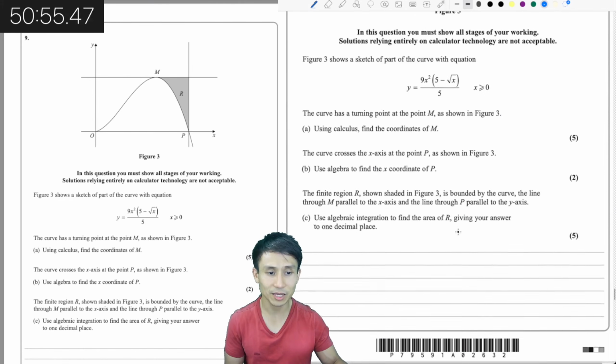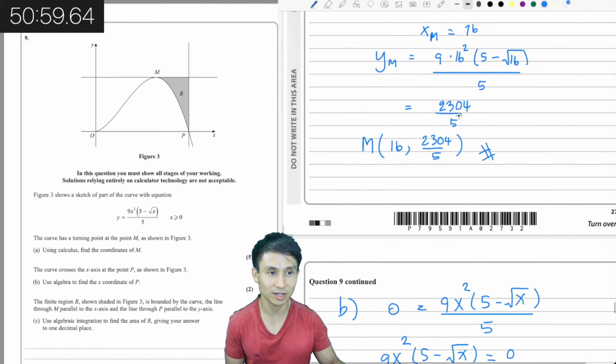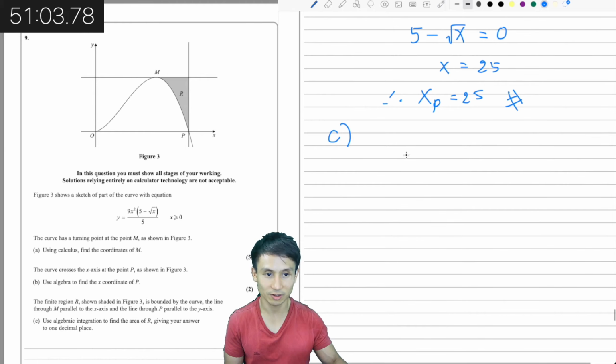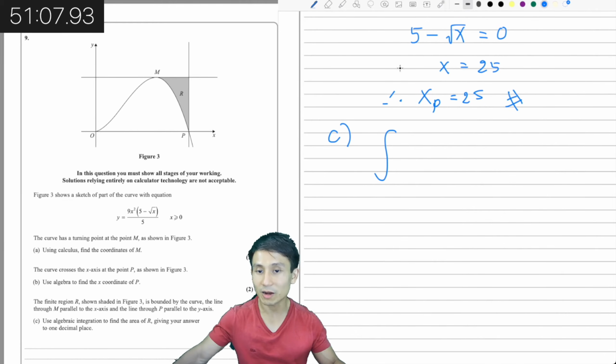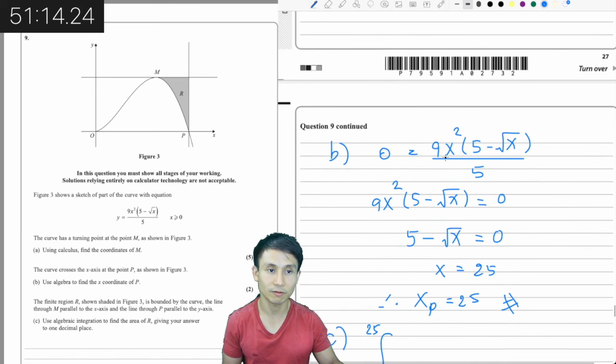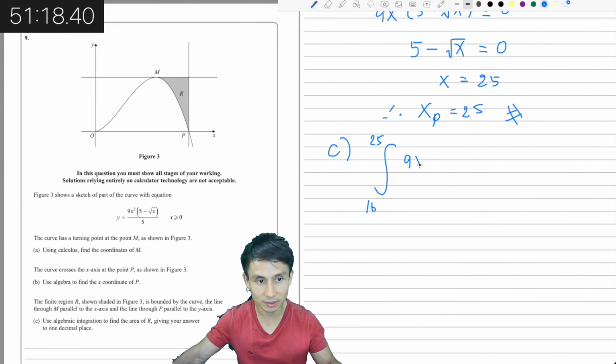But where is M again? I think we got M already, right? x_M is 16. So note that that is 16 and P is 25. All right. So we find the area under the curve first from 16 to 25, right? From M to P of the curve. So we do that.